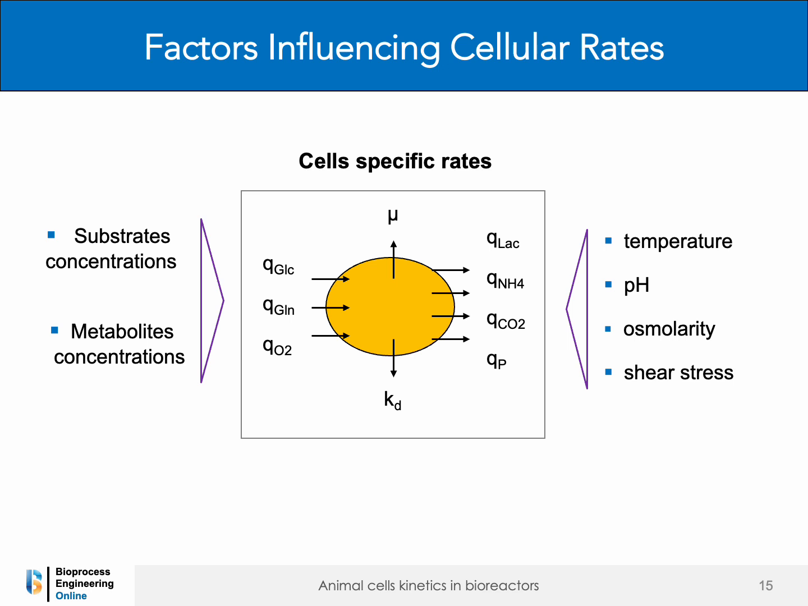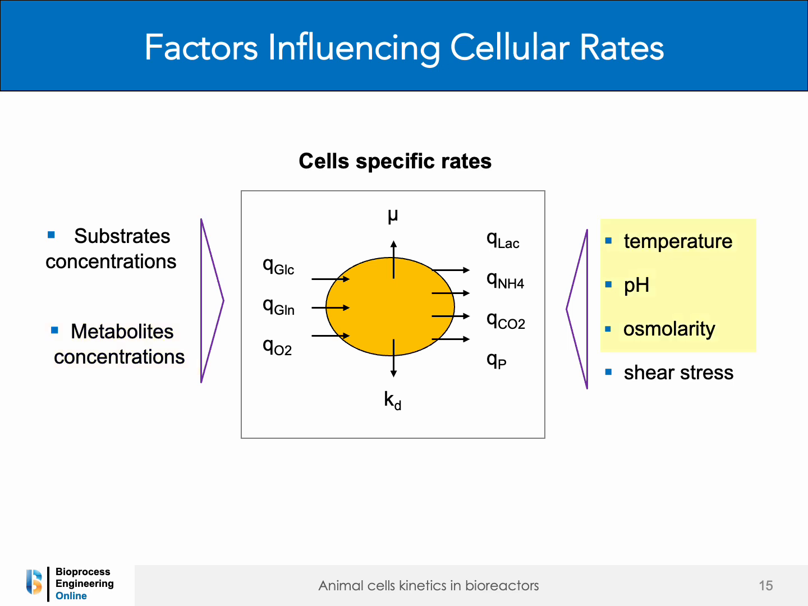The specific rates of animal cells are not constant. They depend on many environmental conditions, which usually change throughout the culture. The first group of factors is the availability of nutrients in the culture medium. These include glucose, glutamine, other amino acids, peptides, growth factors, and dissolved oxygen. The second group is the accumulation of metabolic byproducts, particularly lactate, ammonia, and, in some cases, dissolved carbon dioxide. As these compounds build up, they can inhibit cell growth and productivity.